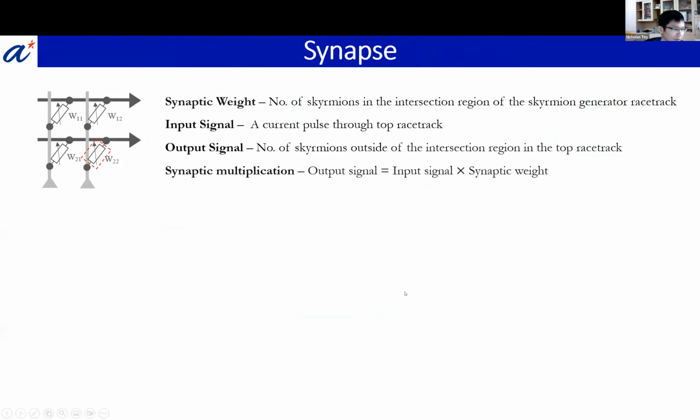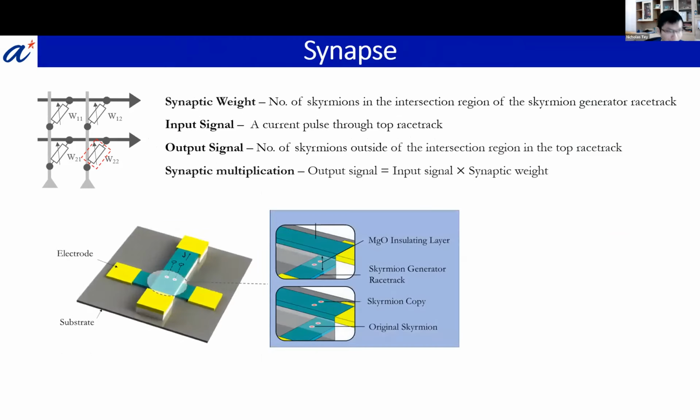So for the synapse, our synaptic device consists of 2 perpendicularly stacked magnetic racetracks separated by a non-magnetic, electrically insulating spacer layer. Only dipolar coupling is present between the 2 layers, the 2 tracks, and there's no RKKY coupling between the 2 stacks, and no current would flow from one racetrack to the other.